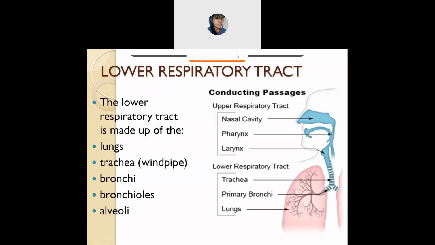Okay. Next is lower respiratory tract. So in the lower respiratory tract, what are the parts that you will find?